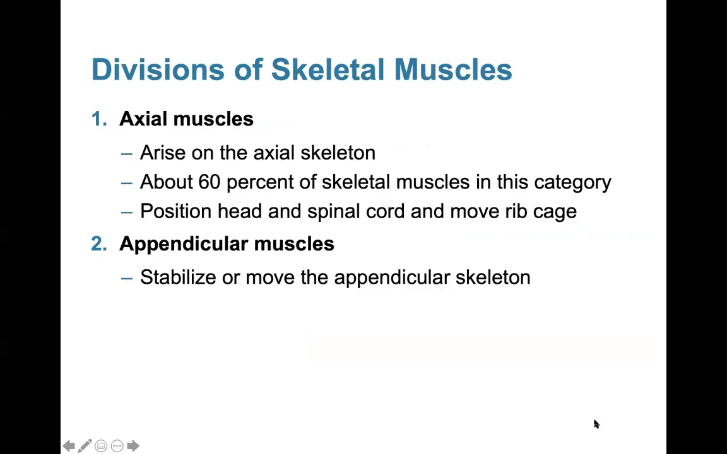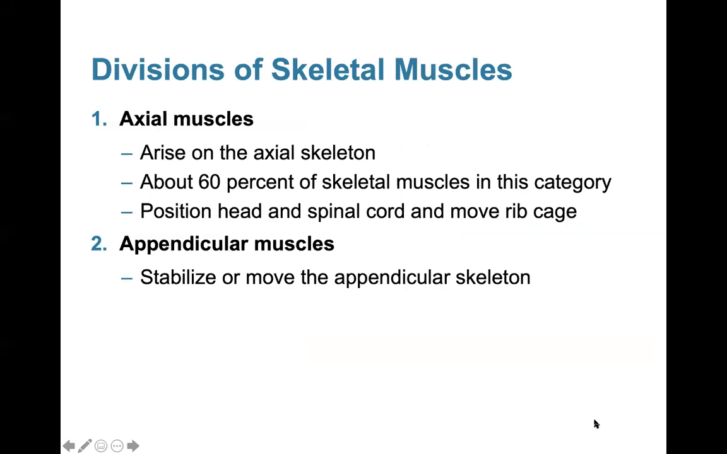Okay, so now we're actually going to get into the different types of skeletal muscles. But before we get into the actual muscles, we're going to talk a little bit about some terminology. I know, all of your favorite topic there. And this second recording will include the axial muscles. These arise on the axial skeleton.